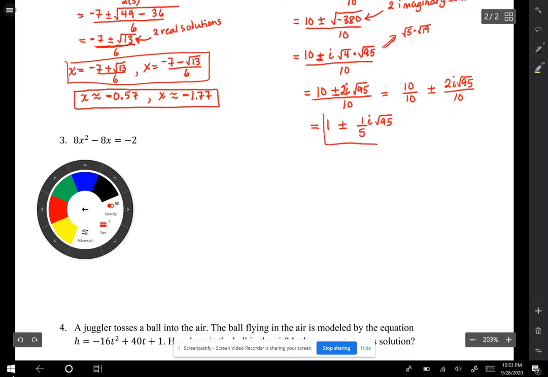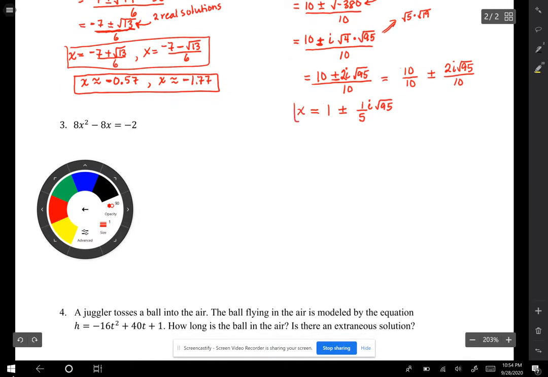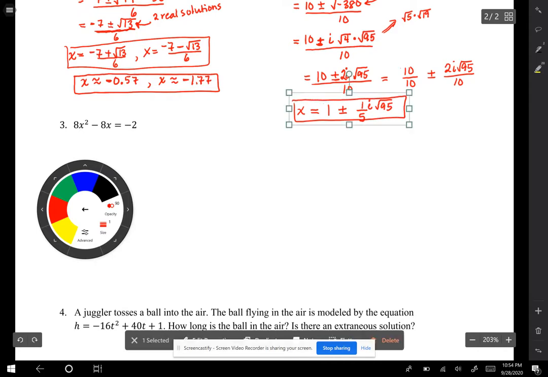These are two answers. One answer, I should have put x, so x equals. So one of your answers is x equals 1 plus 1/5 i times root 95, and the other one is x equals 1 minus 1/5 i root 95. So there are two solutions here. I'm too lazy to write them out separately, and it tells you that there's two.